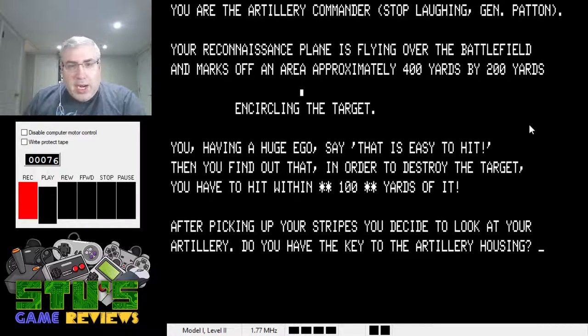Your recon plane is flying over the battlefield and marks up an area approximately 400 yards by 200 yards, encircling the target. You, having a huge ego, say, that is easy to hit. Then you find out, in order to destroy the target, you have to hit within 100 yards of it. After picking up your stripes, you try to unlock your artillery. Do you have the key to your artillery housing?